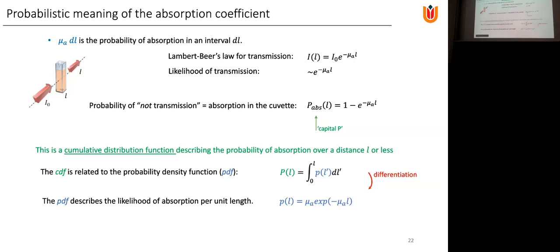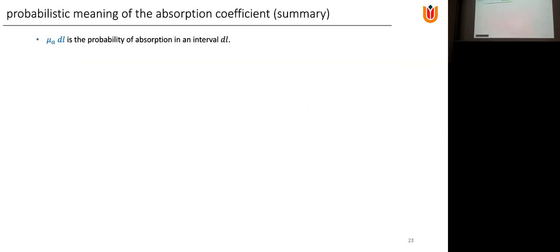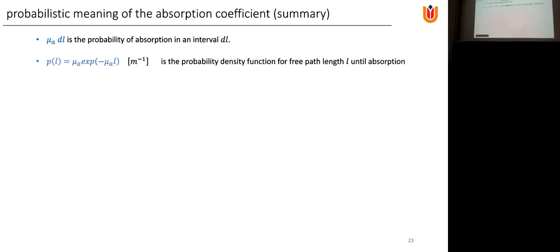So the likelihood of absorption per unit length is given by mu(a) times exponential minus mu(a) times L. You can verify that it's actually properly normalized: if you integrate this from 0 to infinity, the result is 1. So mu(a) times dl is the probability of absorption in an interval dl. P of L, mu(a) times exponential minus mu(a) times L, is the probability density function of a free path length until an absorption event happens.